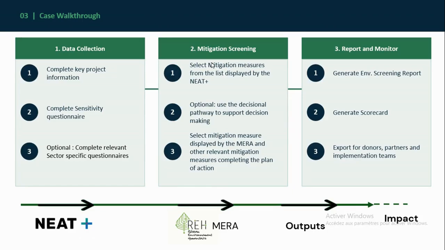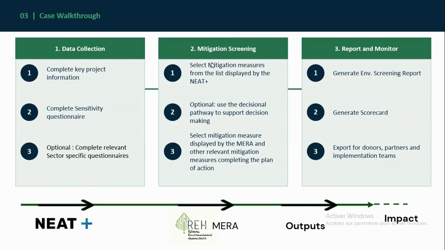So to give you a little bit of the structure of the tool, it's organized around three steps. So the first one is the data collection, then the mitigation measure screening, and then the generation of the report and the monitoring tool. So in the data collection phase, you will complete the key project information, as well as the sensitivity questionnaire and the relevant sector-specific questionnaire that are shelter, wash, and food security.